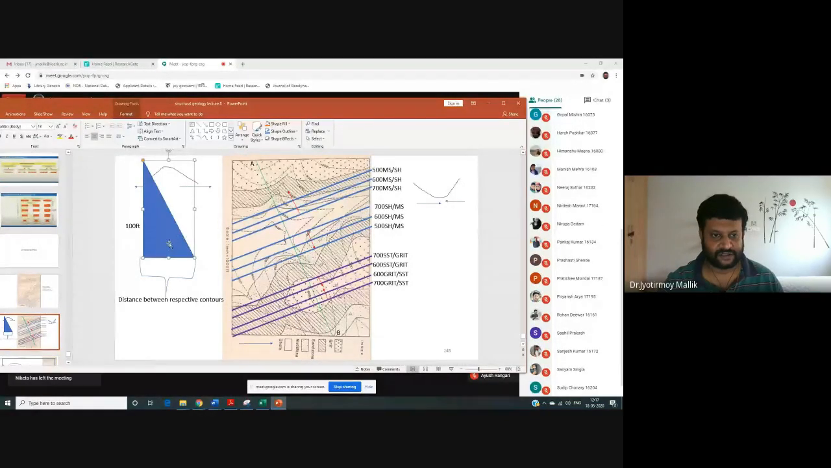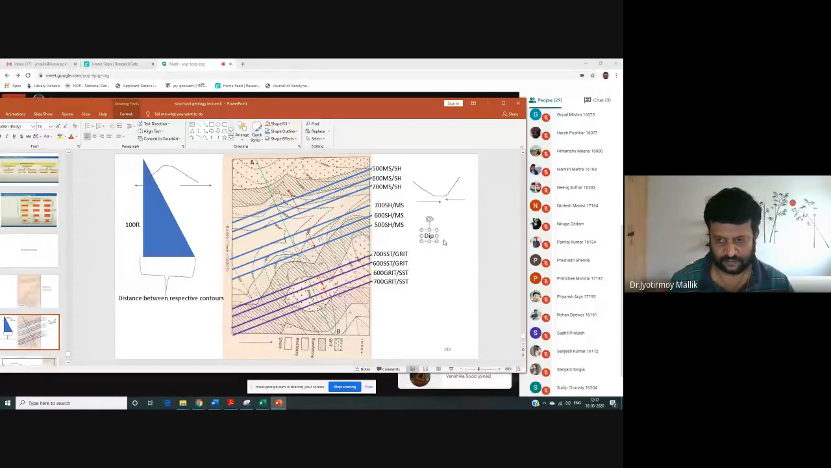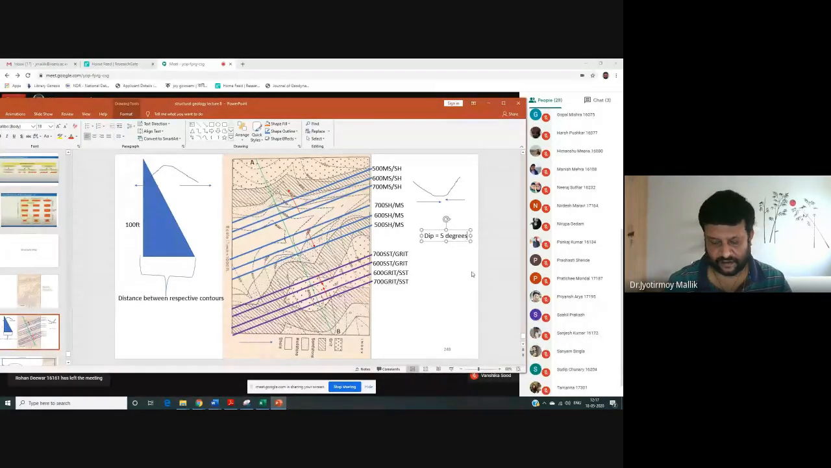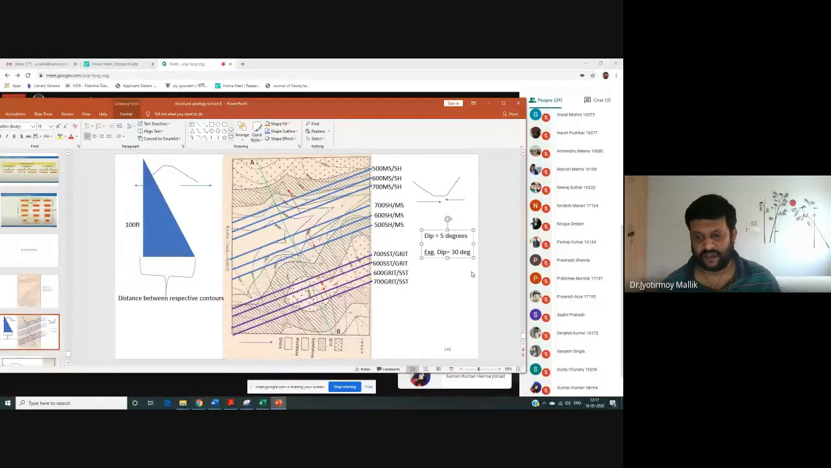So we need to calculate this dip, and the process of calculating the dip we have also talked about in the lab class. So say for example you calculate the dip here is around 5 degrees, and then after exaggeration, depending on your vertical scale, you calculate say around 30 degrees. So that is what you will use, right?